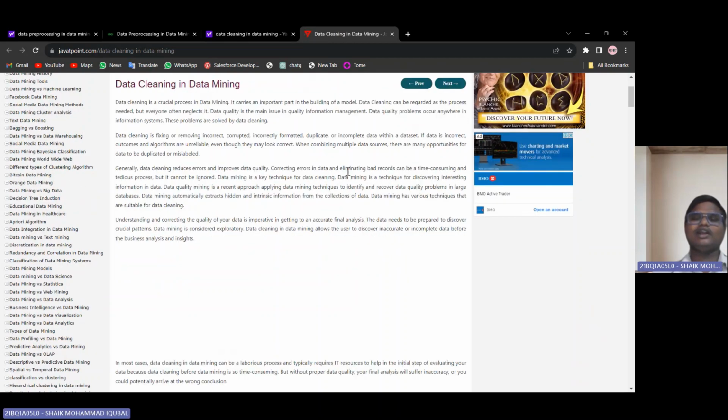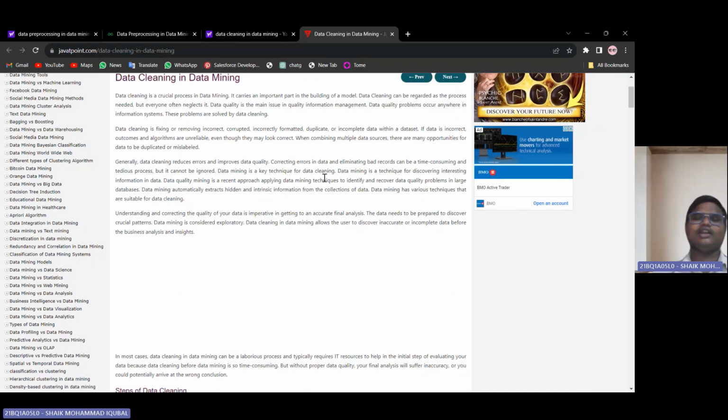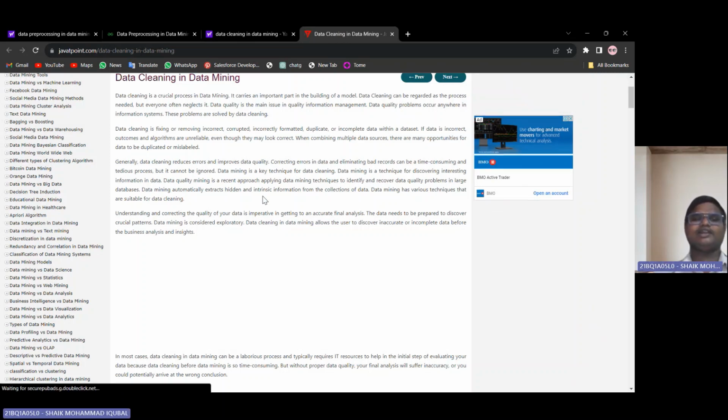Correcting errors in the data and eliminating bad records can be a time consuming and tedious process, but it cannot be ignored. Data mining is a key technique for data cleaning. Data mining is a technique for discovering interesting information in data. In a recent approach, data mining techniques are applied to identify and recover data quality problems in large databases. Data mining automatically extracts hidden and intrinsic information from collections of data. Data mining has various techniques that are suitable for data cleaning.